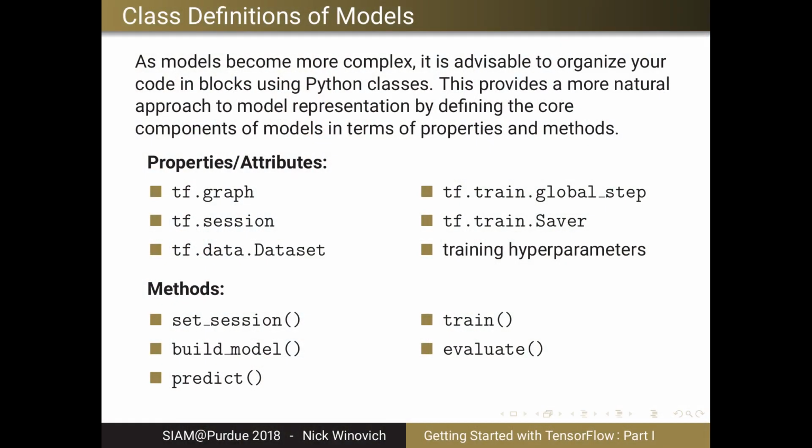For example, we have our graph, we have our session, we have a data set, a global step, which we'll get into in the next half of the talk, maybe something to save, and some training hyperparameters. These are all properties of our model, our current model.